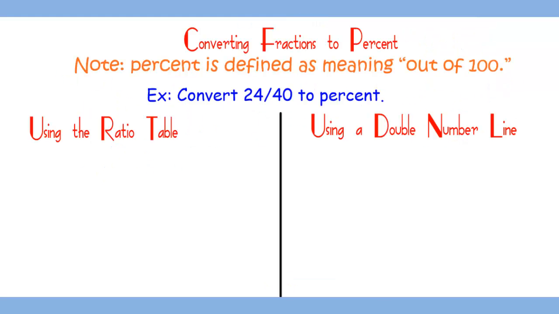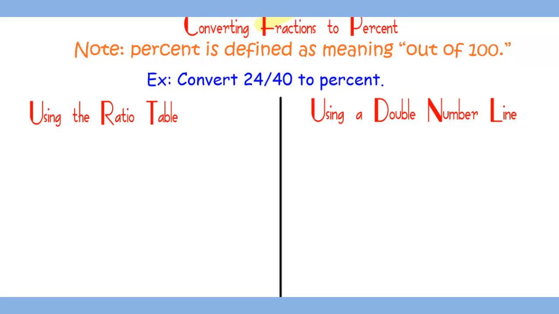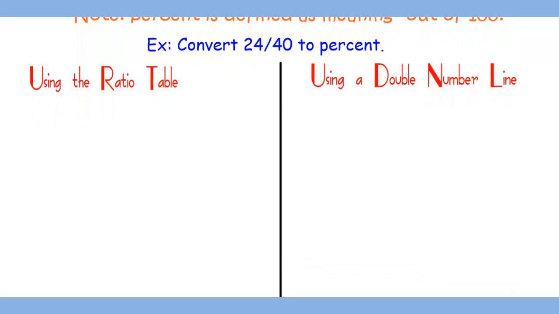In this slide, we will convert fractions that do not have a denominator of 100 into a percent. The example given is 24/40. There are many ways to convert that into a percent, but we're going to focus on two ways today. The first way is called the ratio table. So let's write this down.